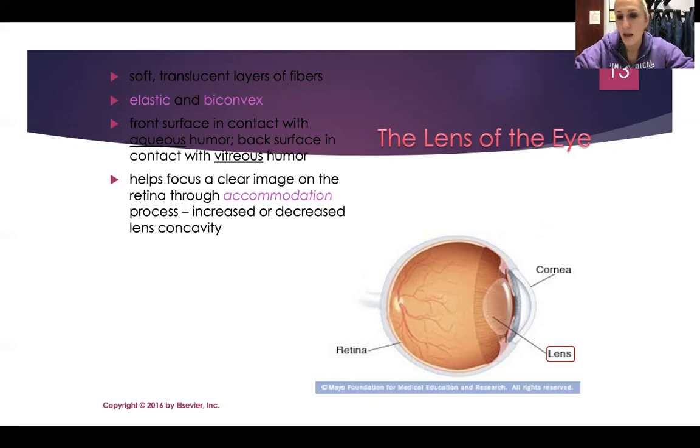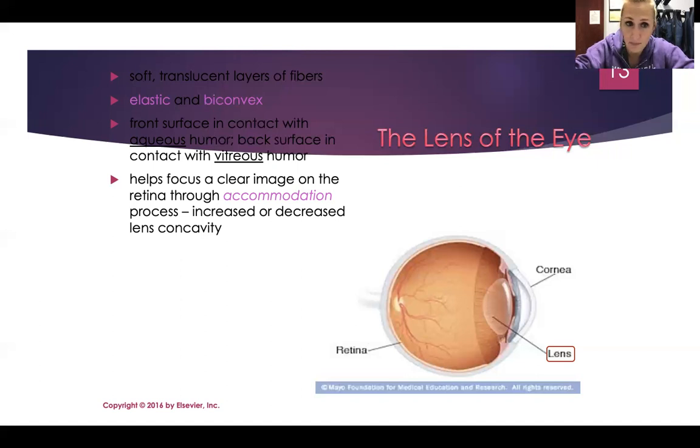And that biconvex shape helps to send the light through because the lens is essentially responsible for near and far vision. So the front surface of the lens is in contact with the liquid of the aqueous humor, because remember, that fluid flows from the ciliary body out the front. But the back of the lens is actually in contact with the vitreous humor. So aqueous humor in the front, vitreous humor in the back. So it's one of the only pieces of the eye that touches both of those different fluids.